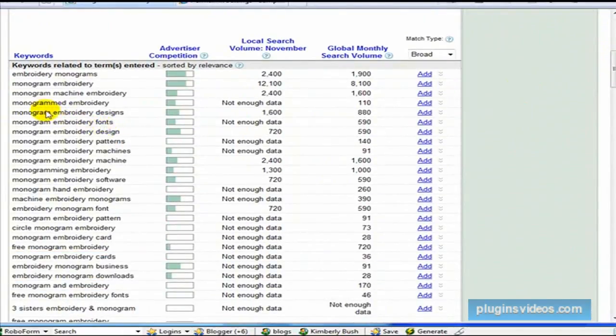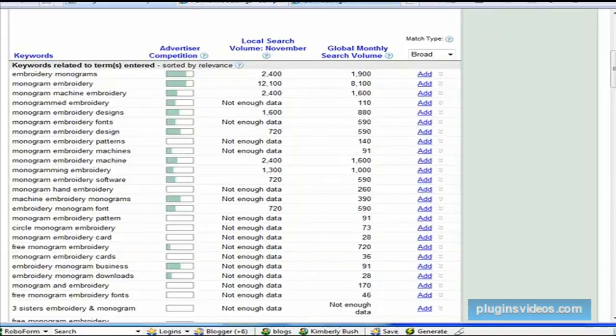Okay, so monogram embroidery designs. I think that could be something more if someone is looking to do it themselves. Same thing with the pattern. Okay, monogram embroidery cards. This is a product that's sold, cards that actually have the embroidery on them. So let's say that that's a product that I sell in my store. Or if I don't, maybe I should, because the competition is going to be good. You see how this works?